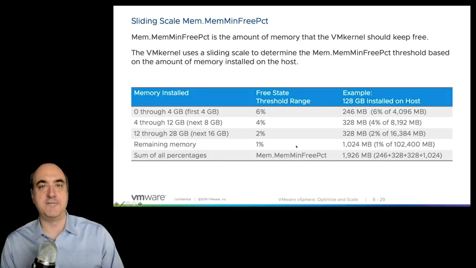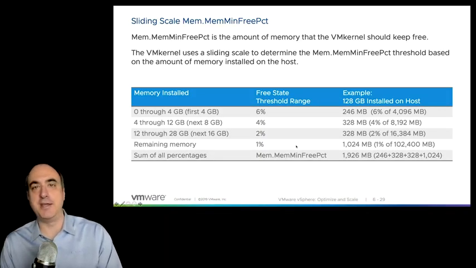Now that we've talked about memory reclamation techniques, let's take a look at when each of these different techniques actually takes place on the system. There's an actual set of formulas that are calculated by the VM kernel to determine what stage in memory shortage the system is in right now, to determine then when or what type of memory reclamation technique should be performed. So how is this done?